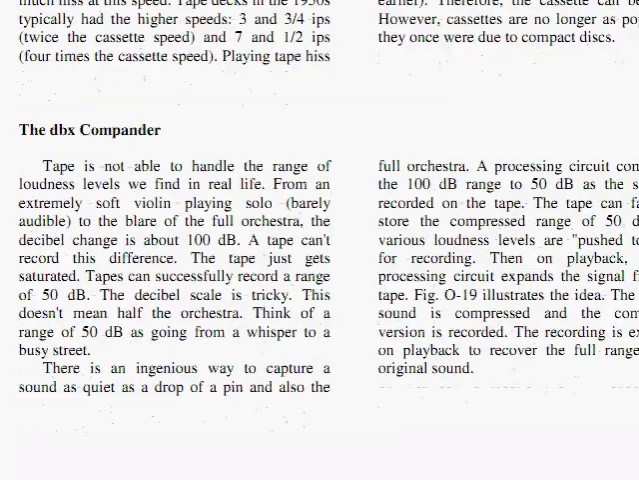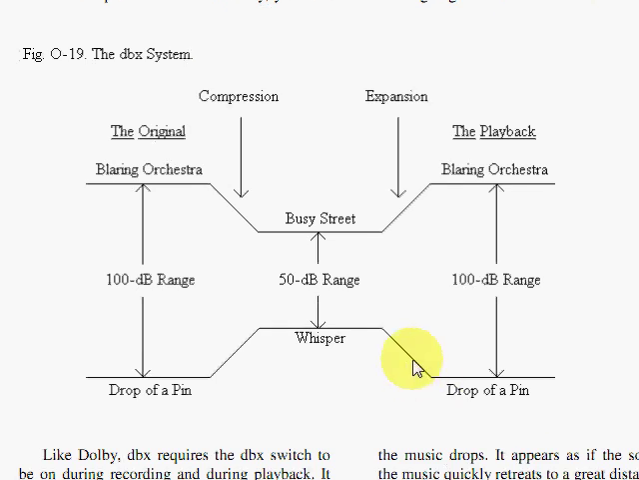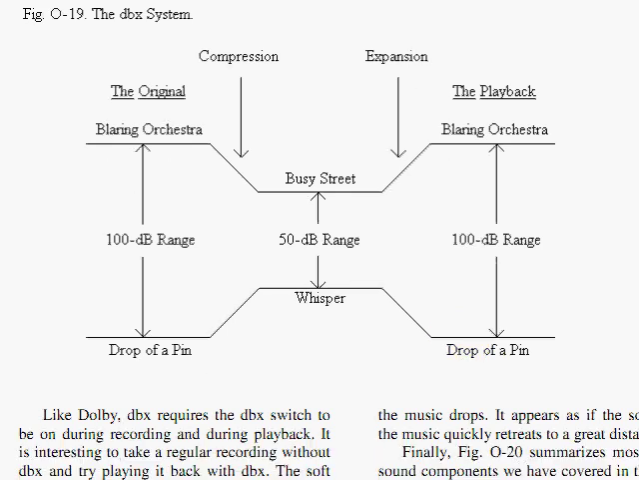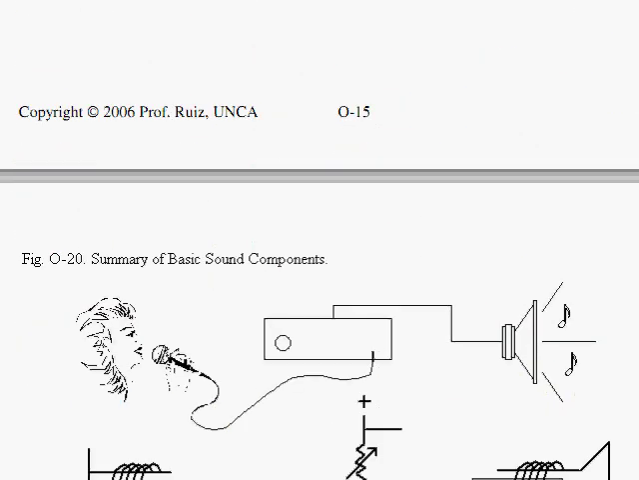Another system that was used here, the DBX compounder, has to do with the tape's inability to get 100 decibels. Now decibels here, drop of a pin, 0 decibels, and here blaring orchestra, 100 decibels. The tape just can't handle that. It gets saturated. Tape can only handle 50 decibels. So they take the decibel level here, divide by 2, and that's compression. Electronics compresses it, tape it there, and then when you play it back, you expand it. Now, the neat thing about that is that noise that comes in that's low gets punished and goes down this way, and that is also nice for handling the noise.